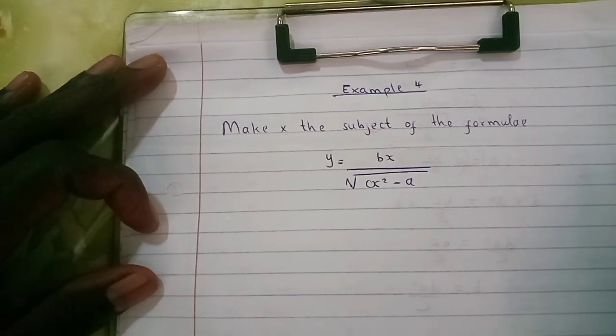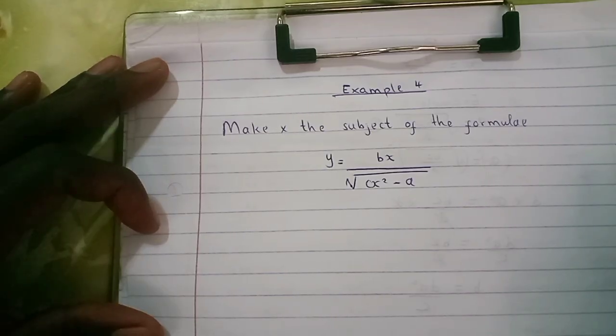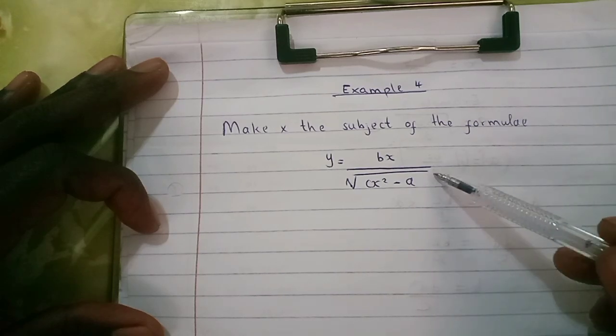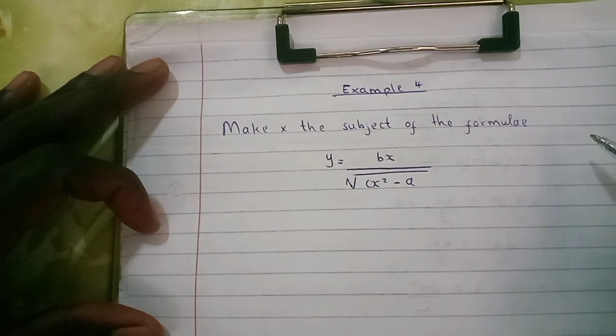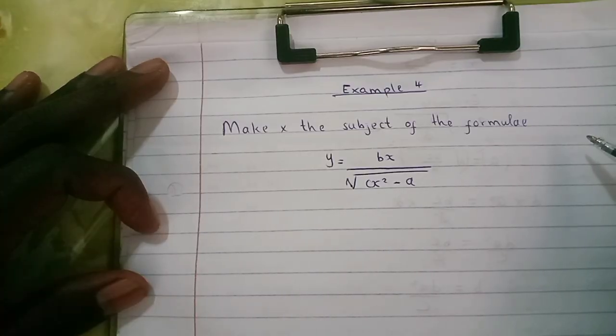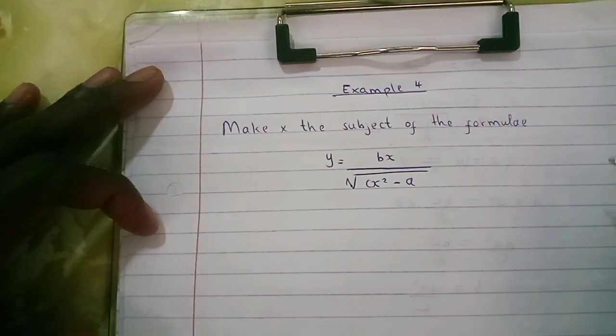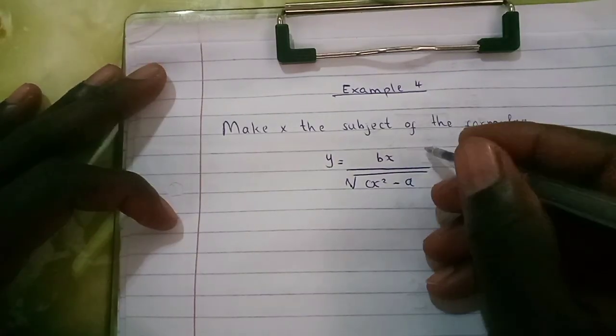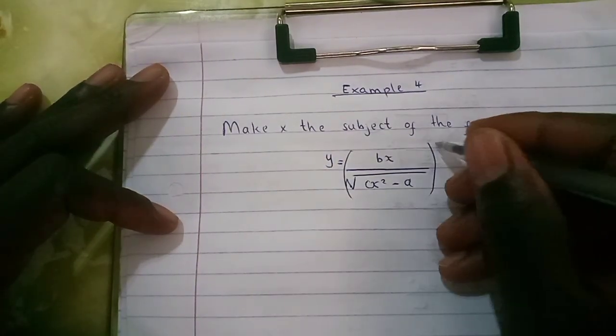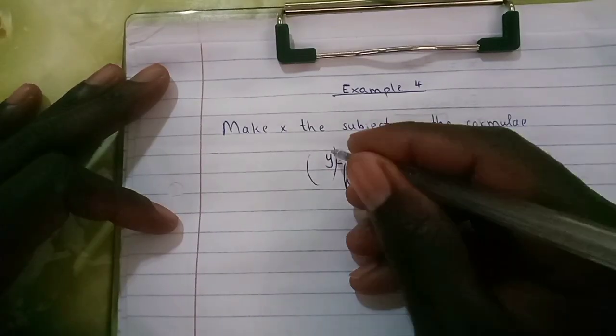Now, to solve it, y is equals to bx all over the square root of cx squared minus a. The first thing that you are supposed to do is to do away with the square root. And to do away with the square root, we are going to square both sides of the equation. That is the left hand side and the right hand side of this equation. So we are going to square this, and then we are also going to square y.